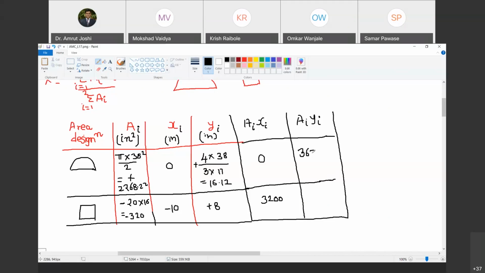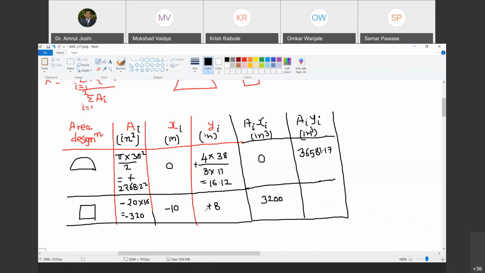36,581.17. And what will be the unit of this? It is going to be inch cube, because we are multiplying area by length. So the unit is going to be inch cube. Are you with me? Yes, sir.